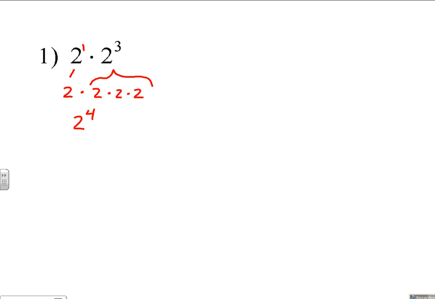And quickly here, we probably expect to know a rule where we had 1 2 and 3 2's. We end up with 4 2's. We just do an addition there. So something to look at going forward.